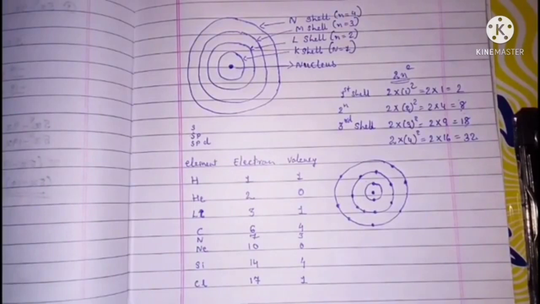What about chlorine? 17. Similarly we will distribute like this and its valency becomes 1. I think you understood, but we will see valency again in order to understand more clearly. First of all, what is valency? Combining capacity of an element with other atoms. Valency is nothing but stabilizing the atom at any cost by losing or gaining electrons.